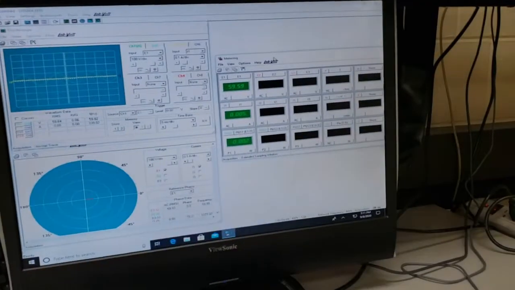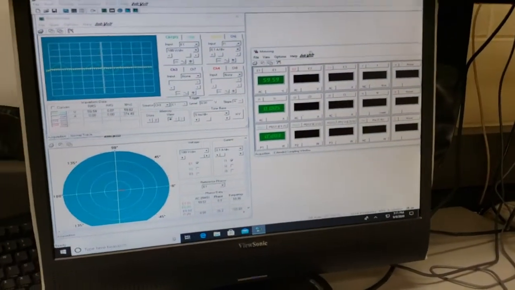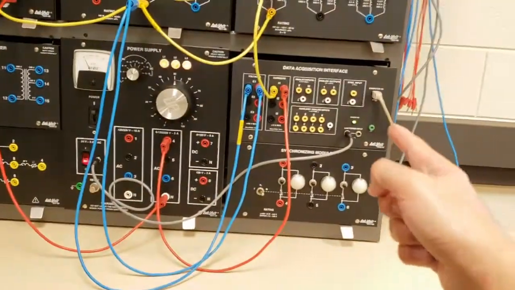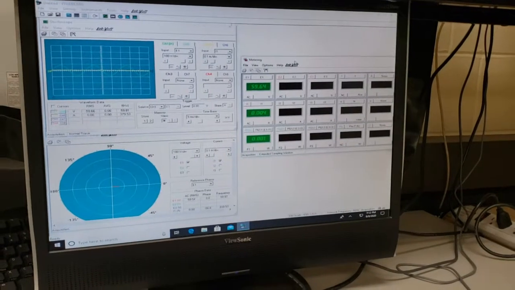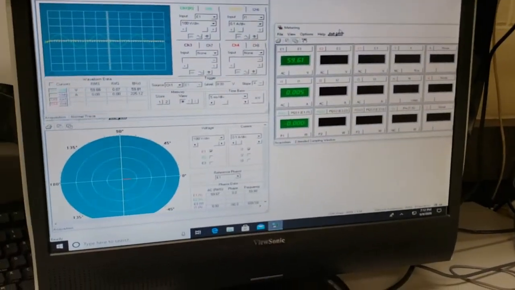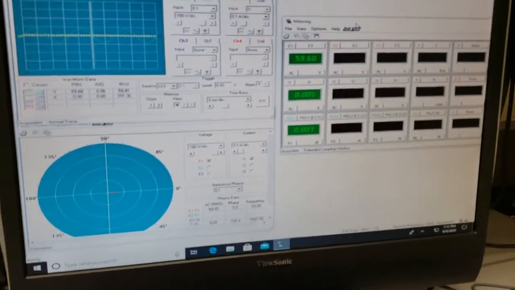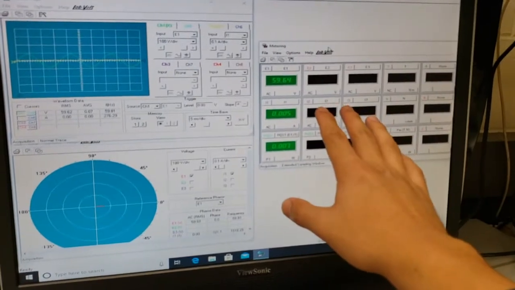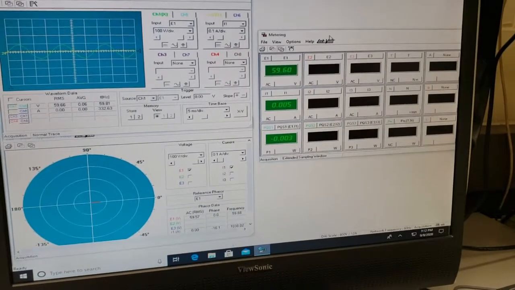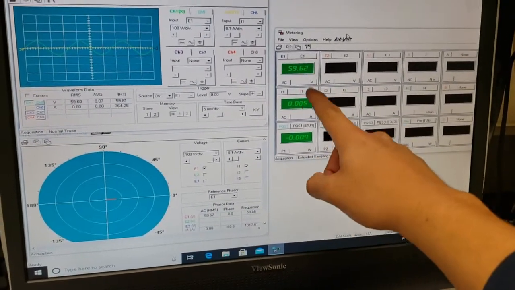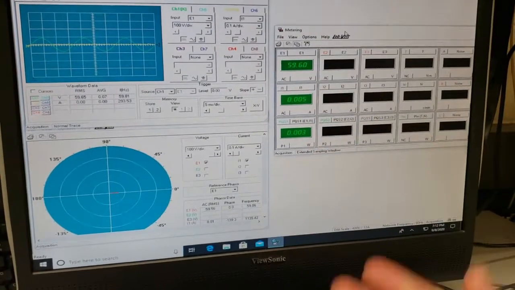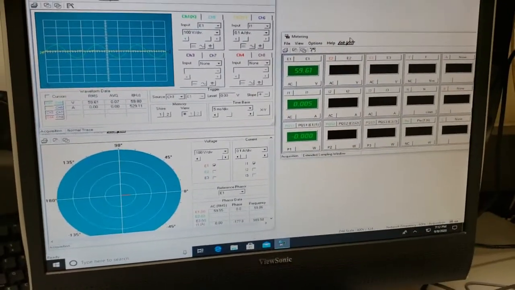Over here, the computer is receiving data from the data acquisition module through the USB. I have my windows open in the LV EMTS software. So we have the meter window here, which acts like a multimeter, and so I can display my AC voltage, current, and power. This is real power being consumed right now.